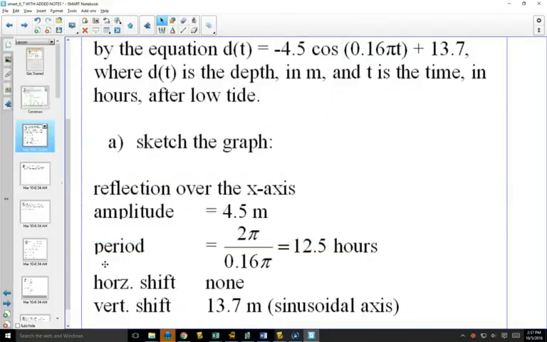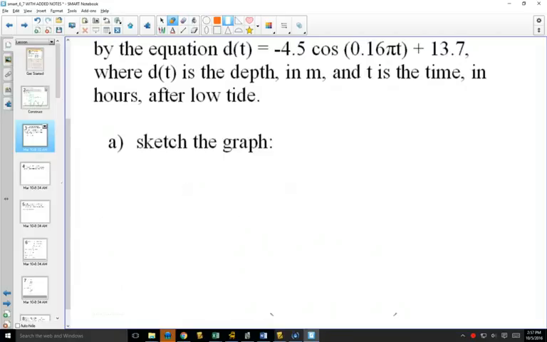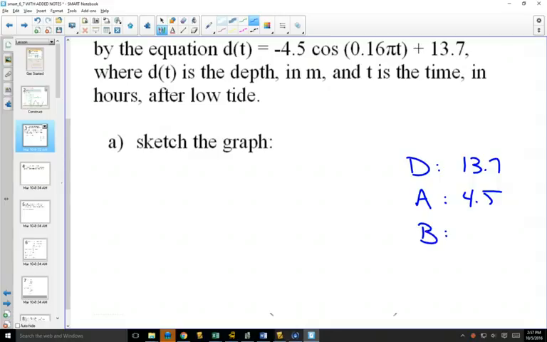There's no horizontal shift on this one, and we do have a vertical shift up 13.7, and that's what our sinusoidal axis is going to be. So I'm just going to erase that for now because we're going to sketch this graph. All that we're going to write when we sketch this, we know that our d value is 13.7. Our amplitude is 4.5. Our b value tells us that our period, which we calculated already, is 12.5.